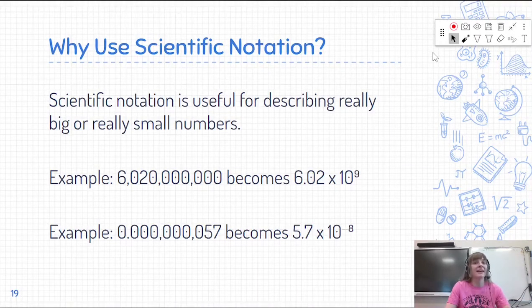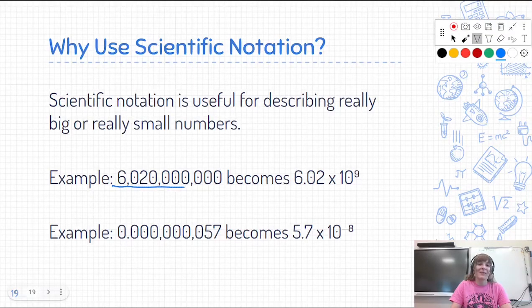So, scientific notation is incredibly useful for describing really big or really small numbers, which is often the case in physics. For example, this long number here has basically a ton of zeros. And so to simplify this so that we can understand it a little bit better, it turns into something that looks like this.